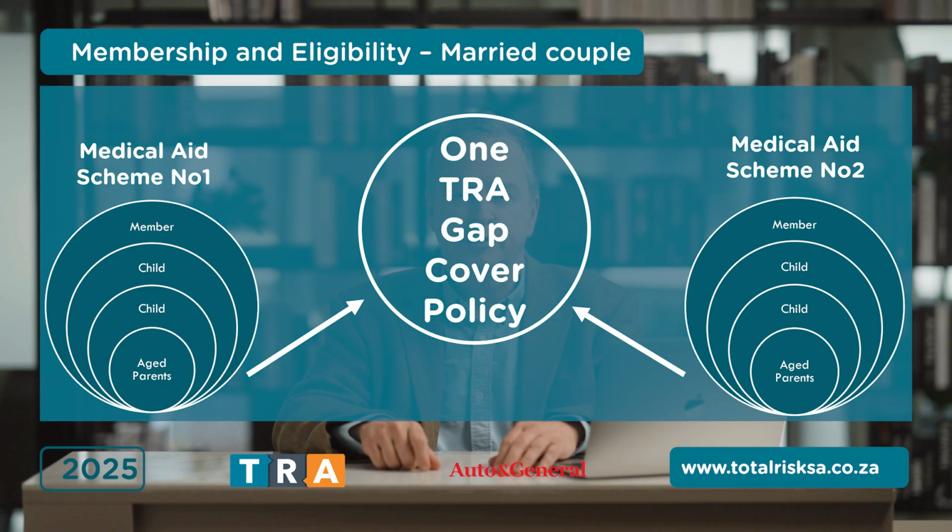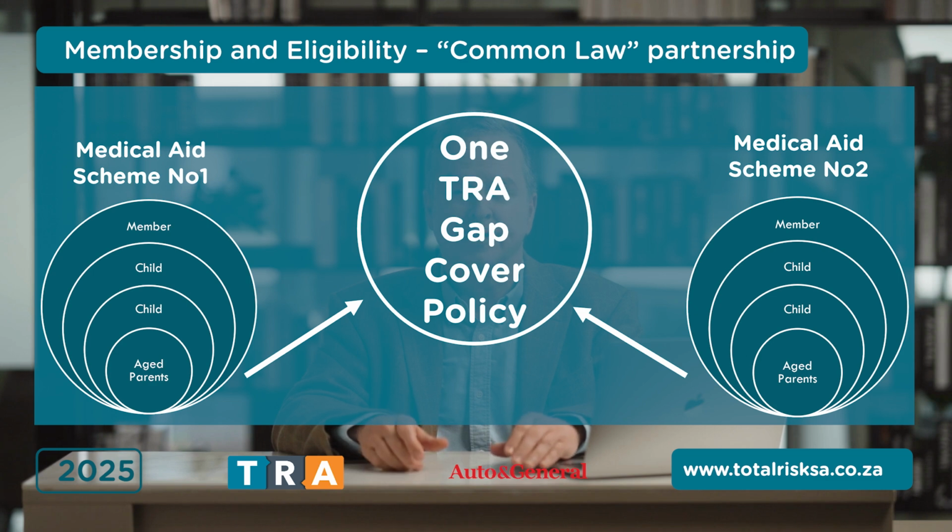oldest beneficiary. Members and their dependents can also be on 2 different medical aids and 1 gap cover policy, but only if they are legally married or common law partners verified by submission of an affidavit confirming 12 months of cohabitation. None of our policies impose an entry age limit.